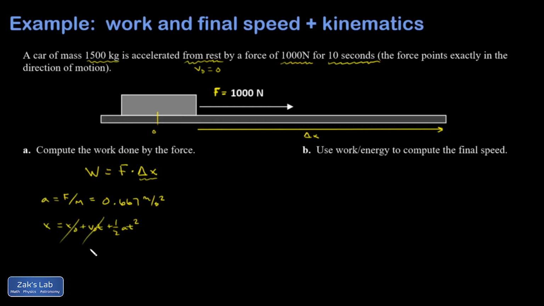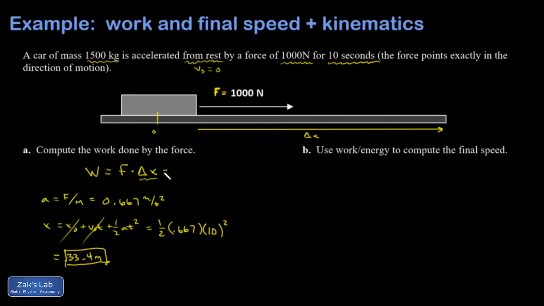Initial position was 0, initial velocity was 0, and I can finally get my displacement for this motion. If I'm not going to put units on A, I'm not putting them on T either. All right, so I get 33.4 meters for the distance that this force has been applied through.